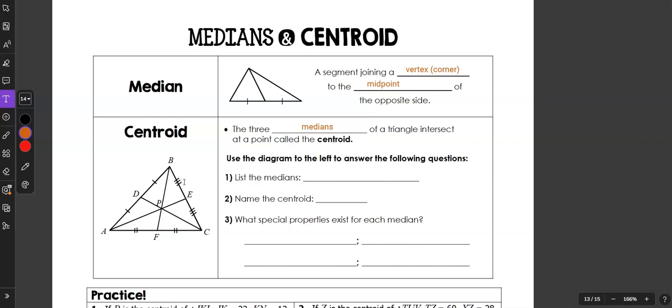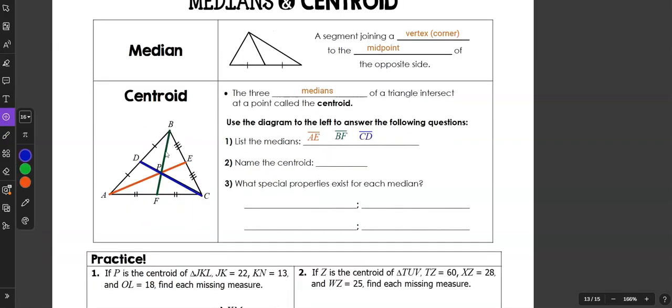They want us to look at this image here and list the parts of triangle ABC. So first they want us to list the medians. The medians of triangle ABC are segment AE right here. We have BF, which is right here. And finally CD, which is of course right here. Now, the reason I know that these 3 segments are the medians of triangle ABC is that points D, E, and F are all midpoints. And again, that information is given to me by the tick marks.